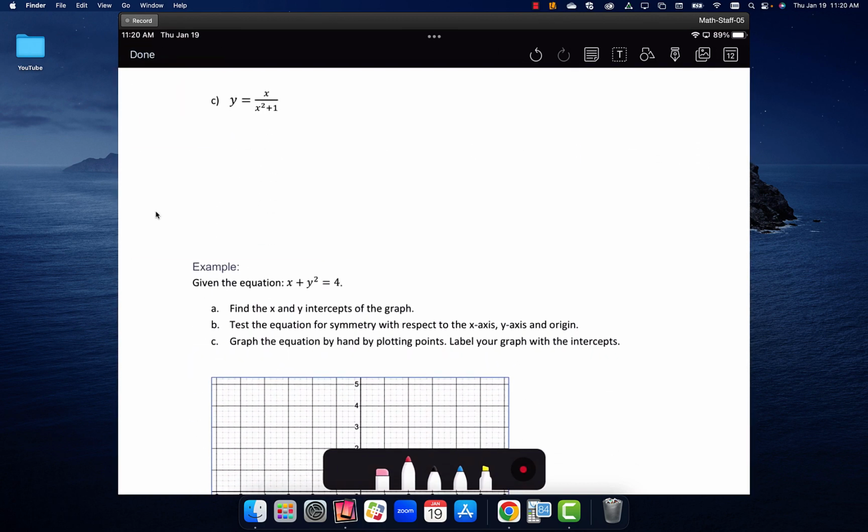In our next example, we'll start with the x-axis. Let's test for symmetry. Replace y with negative y. And here we're going to multiply by negative 1. Try to force y to be positive.